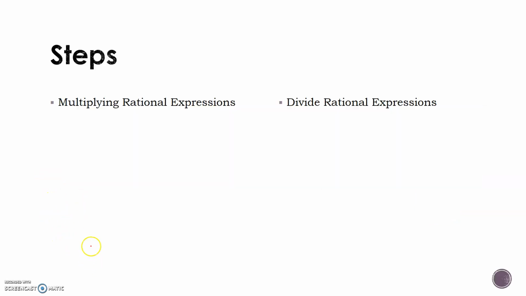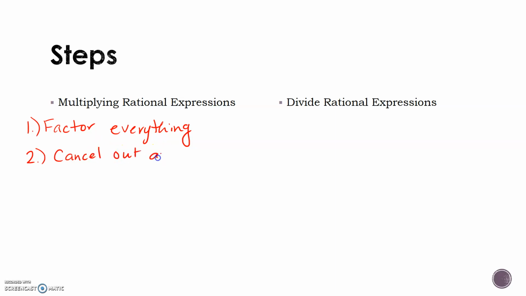All right. So for these steps, when we are multiplying rational expressions, the first thing you're going to want to do is factor everything. Break down everything into prime factors. Then cancel out any common factors in the numerator and denominator.